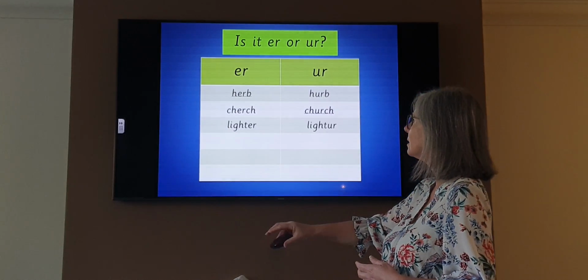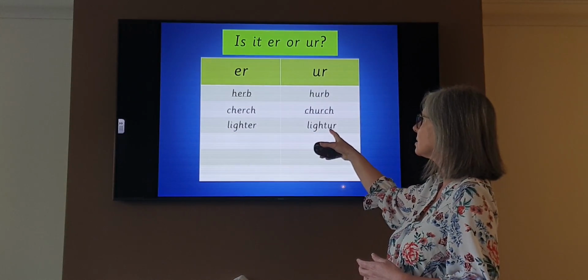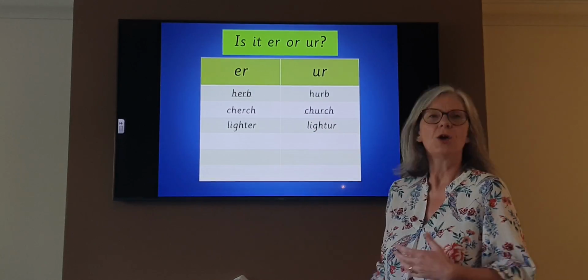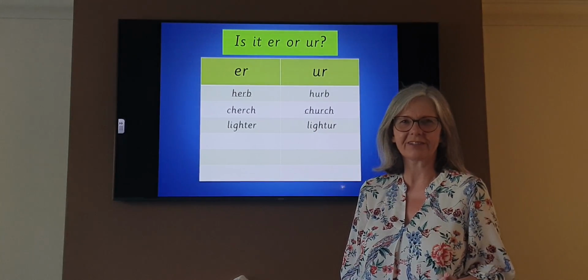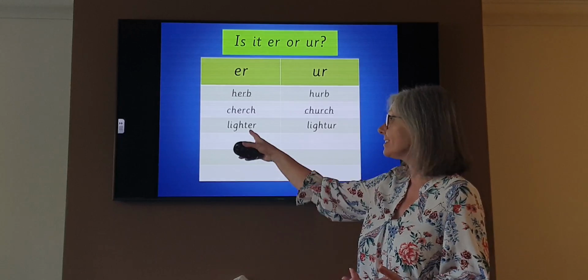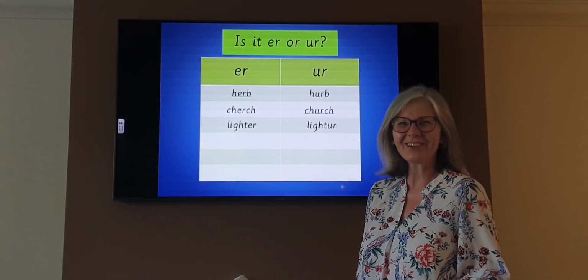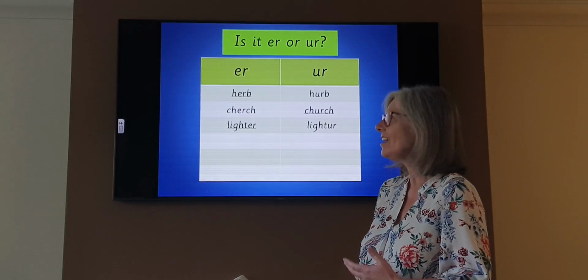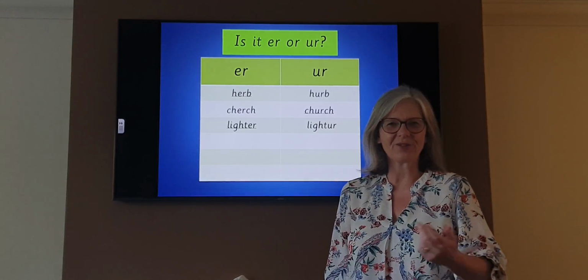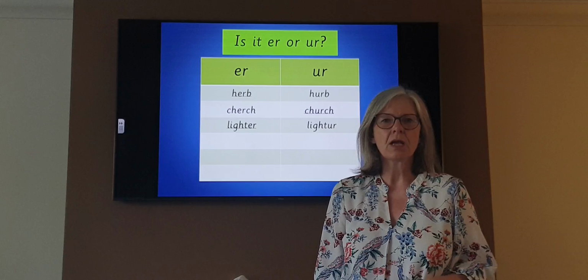Lighter. Lighter. Which one did you think looks right? Do you think it's this one? Let's have a look. Yes, you're right. Well done. Lighter. Okay, let's try another one.